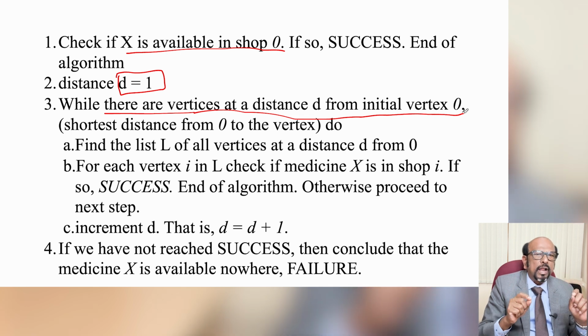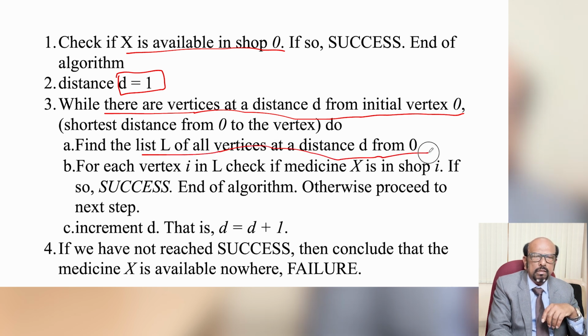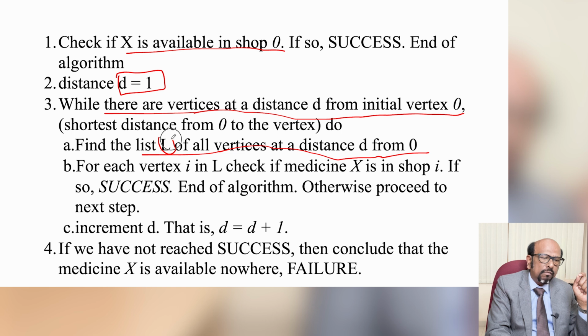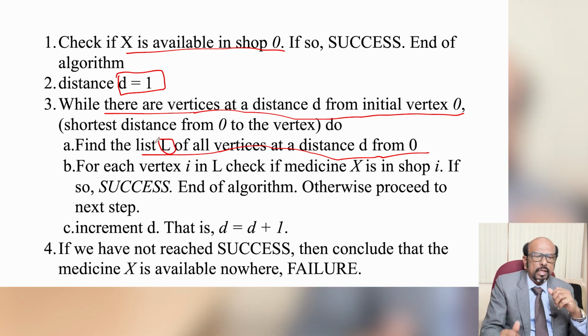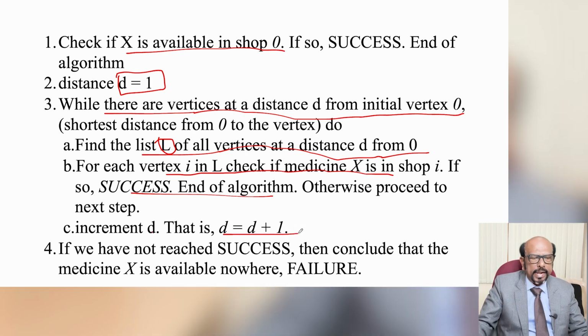There are neighbors, so all the neighbors will be available. We have to find the list L of all vertices at a distance D. So at a distance D, there are some vertices; call it L. L is the set of all vertices at a distance D, distance 1 initially. For each vertex, check whether the medicine is available in the shop. If it is available, then it is a success, so end the algorithm. Otherwise, increment D, that is D equal to D plus 1. So go to the next one.